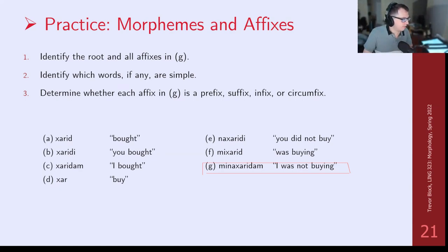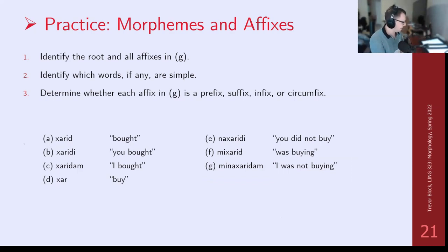So, first of all, on a scale of 1 to 5, where 1 is easy and 5 is hard, how did you all find this exercise? 1, 2, 1. Okay, no 4s and 5s, which is good. So yeah, this wasn't meant to be hard. This is just to make sure that we can still work with this stuff and understand the terms that we've reviewed today.